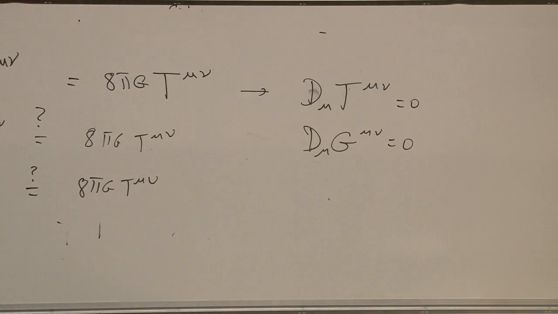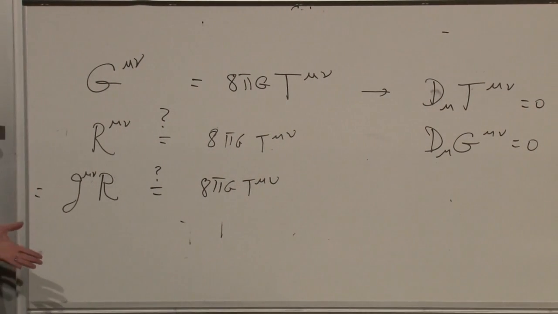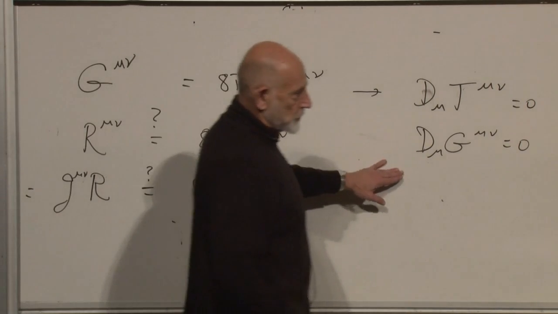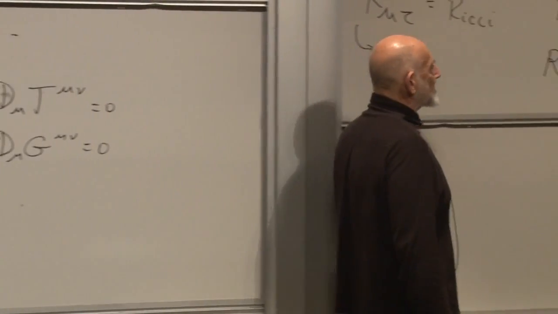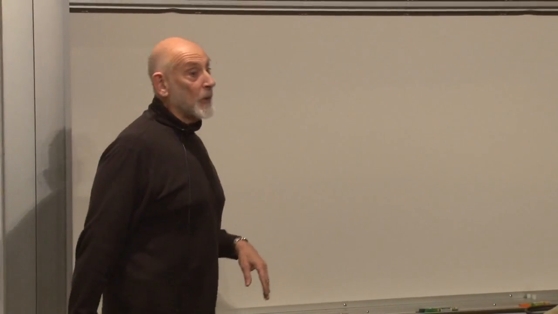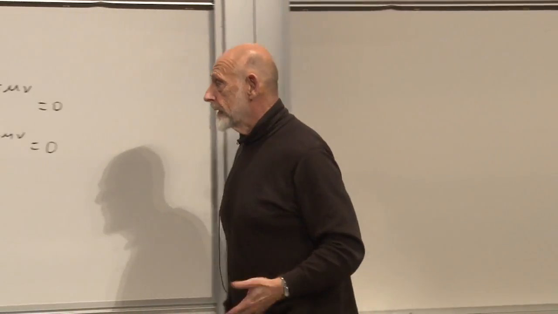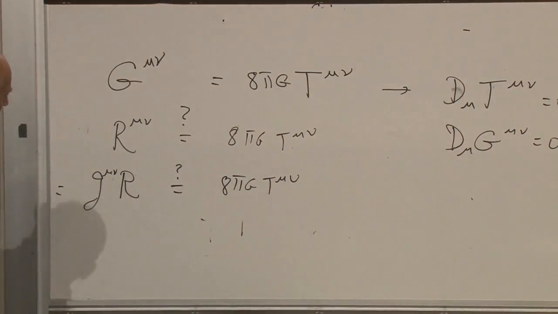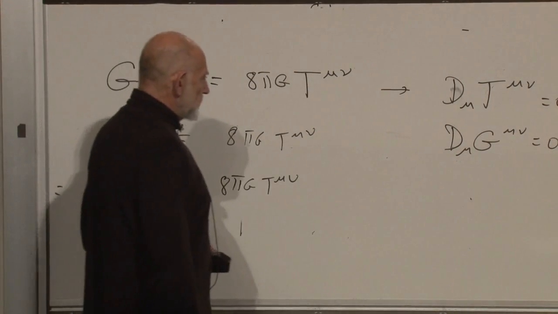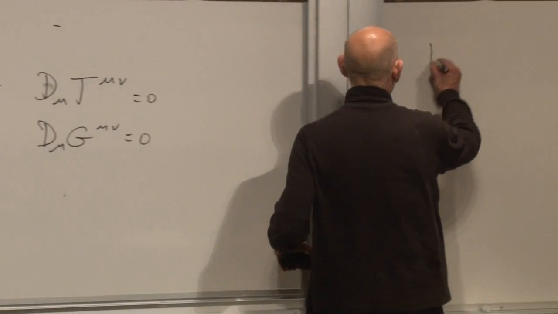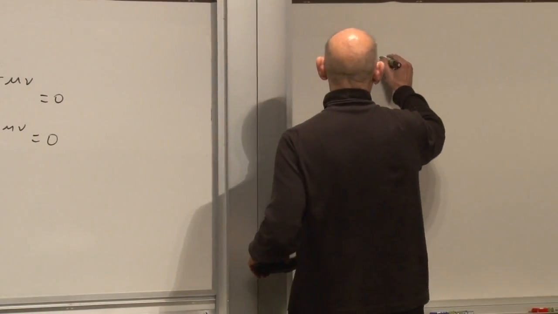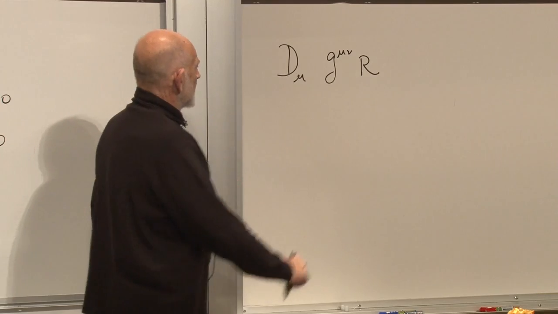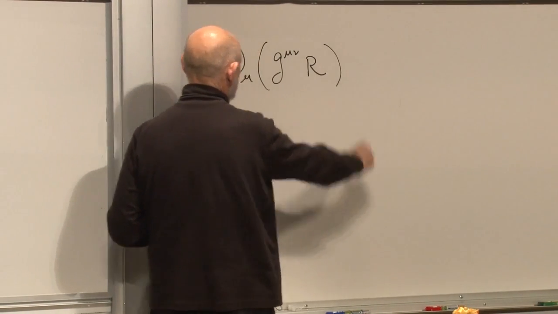So the first thing we could do is check whether either of these two tensors satisfies this relationship. If not, then the left-hand side simply can't be the right-hand side unless we give up conservation, continuity of the energy and momentum. All right, I'll check this one for you, and then I'll tell you what the other one does. Let's calculate D mu of g mu nu r. I want to put some parentheses around this.